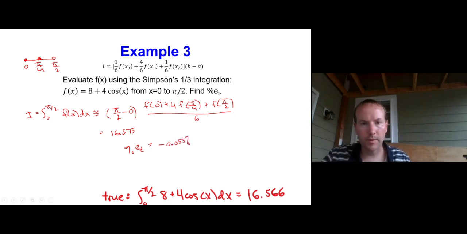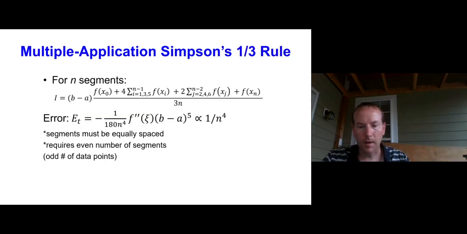Okay, so that's how we use Simpson's one-third rule integration. Just like the trapezoidal rule, you can also do multiple application Simpson's one-third rule. And so the basic idea here is that it starts out, again, with the average width, and you've got a more complicated set of formulas for the average height.